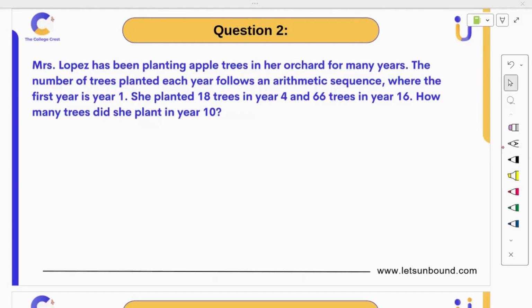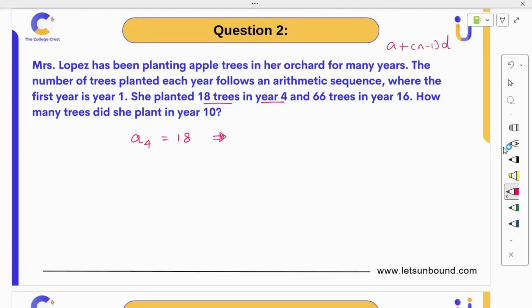So it's an arithmetic sequence, but I don't know what the initial number of trees planted is, like the initial value of the trees. So that main thing is not there. And every year, how many trees are added, because it's arithmetic, right? So that we also don't know. Let's go with our information available. Year 4, 18 trees. So the fourth term is 18 and it's arithmetic. In arithmetic, the general term will be a plus n minus 1 d.